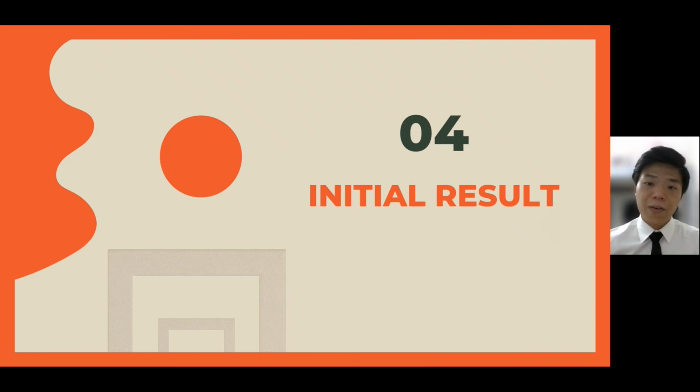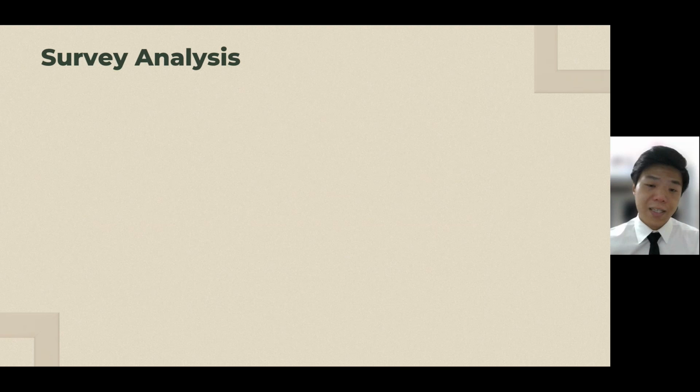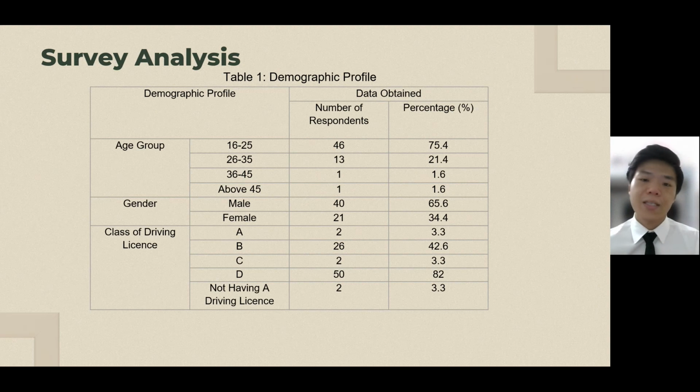For the last part of today's presentation, the initial result. So a survey analysis is done after the data of the survey questions is collected. So the first section is the demographic profile. So from table 1, we can see that most of the respondents come from the age group of 16 to 25 years old, which is 46 of them, 75.4% of the total number of respondents, and most of them are male, which is 40 of them.